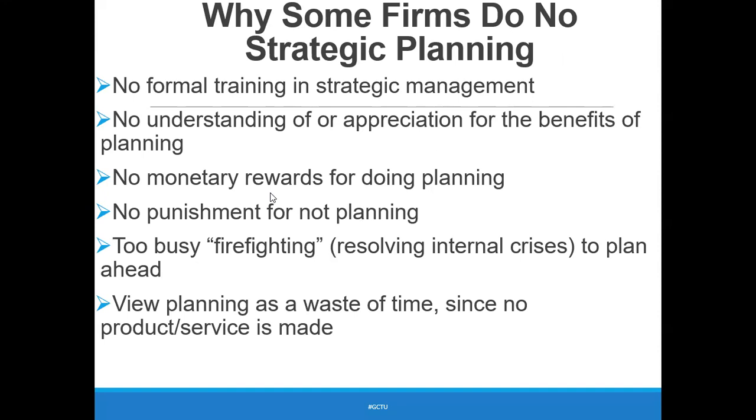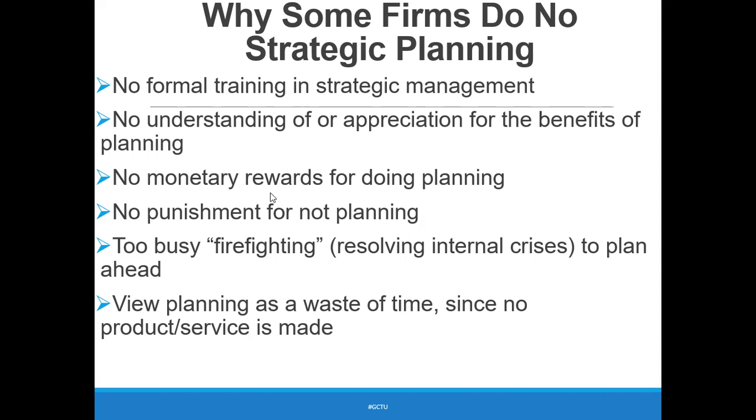Now, despite the benefits of strategic management, as I speak with you, some firms do not indulge in any form of strategic planning. Rather, they operate based on their gut reactions, based on how they feel. So, depending on their mood at one point in time, their operation will also be changing with such pace.